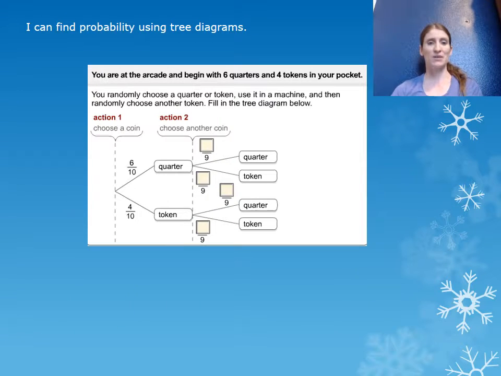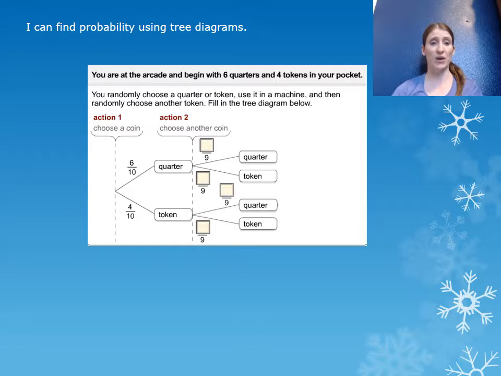Okay, so now let's look at it with tree diagrams. And I'm putting this one on there because you have one like this on your quiz. So you're at the arcade and begin with 6 quarters and 4 tokens in your pocket. You randomly choose a quarter, use it in the machine, so we're not replacing it. And then we randomly choose another. So here we go. 6/10 represents the first choice, okay? 4/10 represents that you get a token.